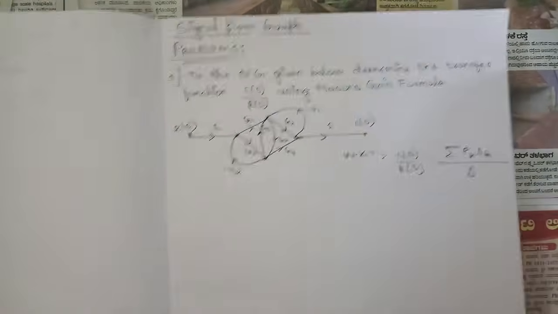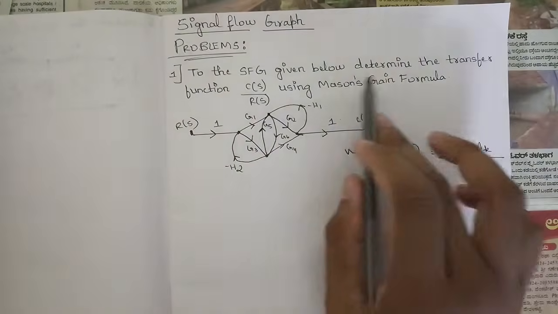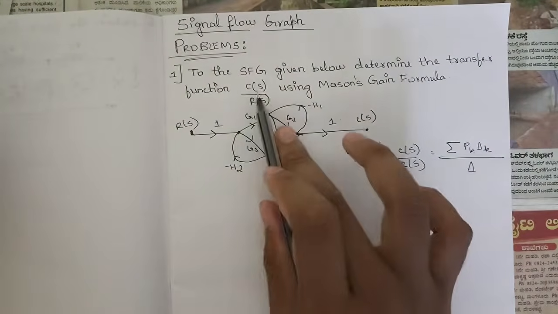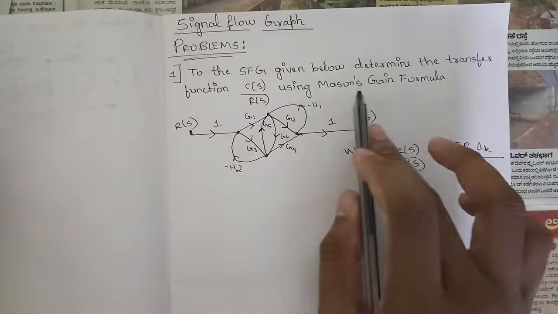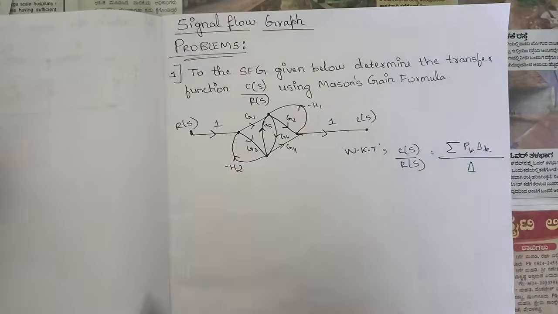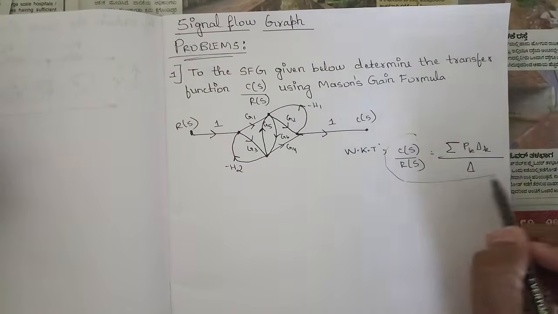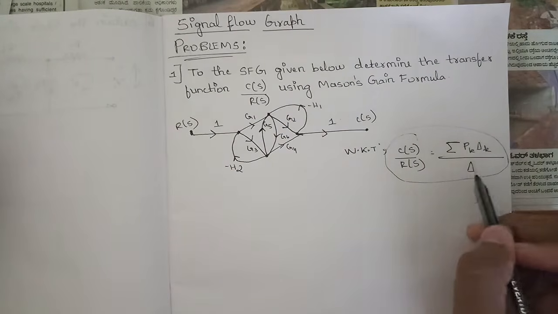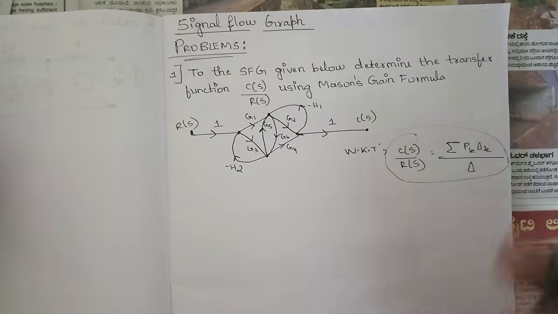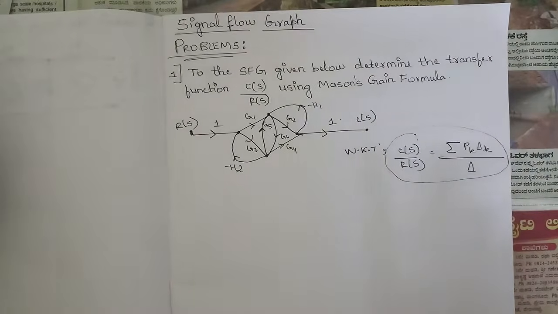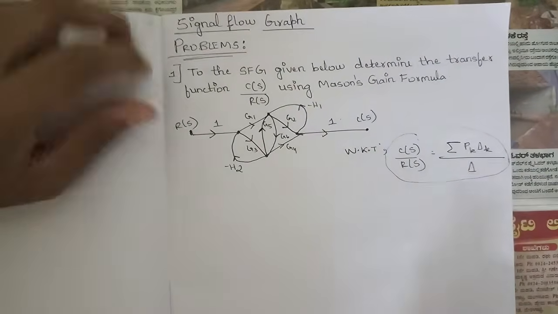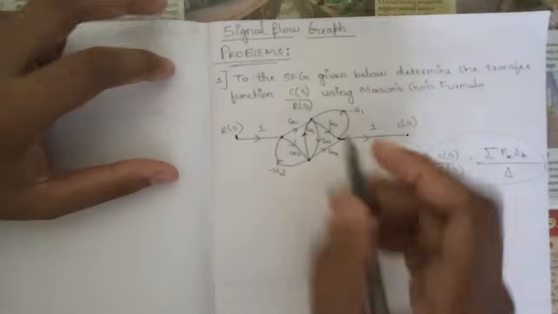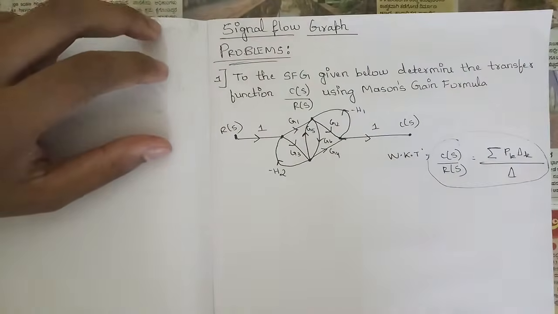The given question is: to the signal flow graph given below, determine the transfer function C of S by R of S using Mason's gain formula. We know that we have this Mason's gain formula, and we have discussed the terms Pk, delta K and delta, and what those terms mean. During my explanation I have told you. So now this is a simple signal flow graph given here.